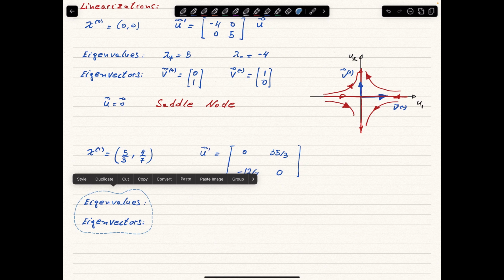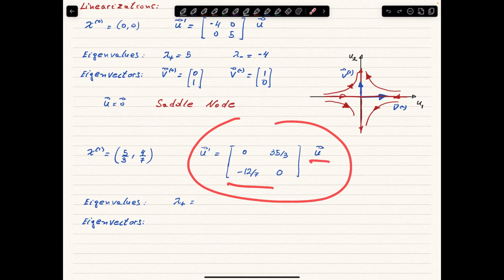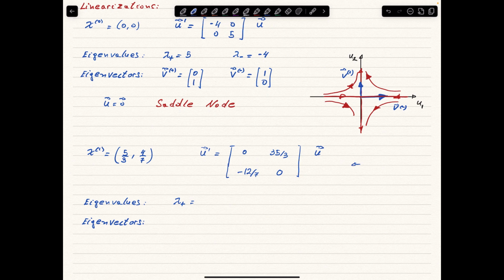The eigenvalues in this case happen to be lambda plus... if you do the calculation. This is the system we want to study: u prime equals the matrix times u. And this matrix is going to have complex eigenvalues.